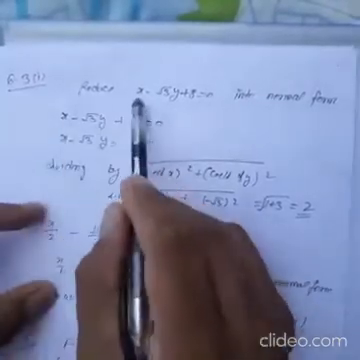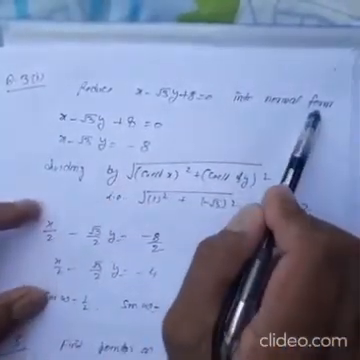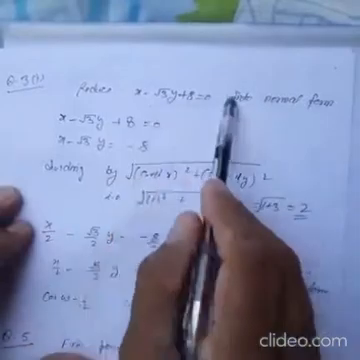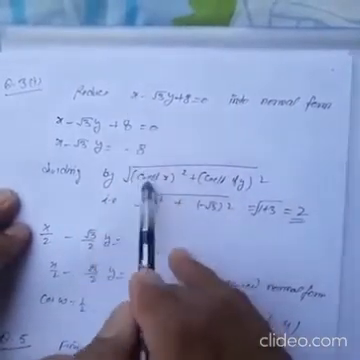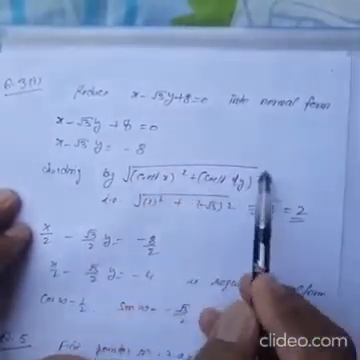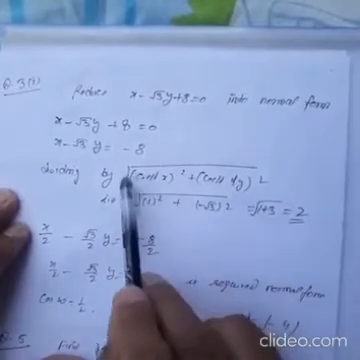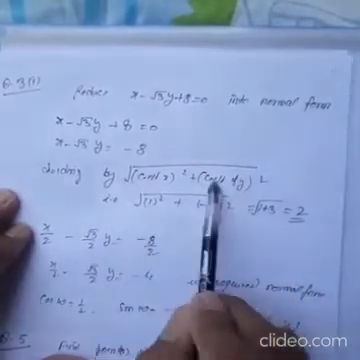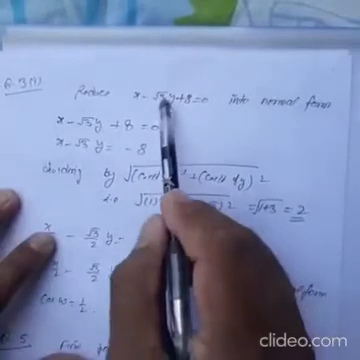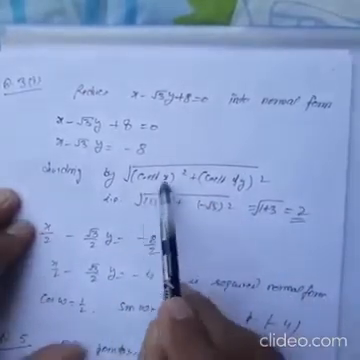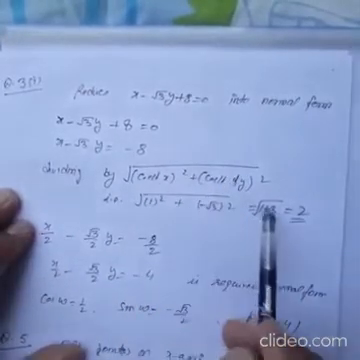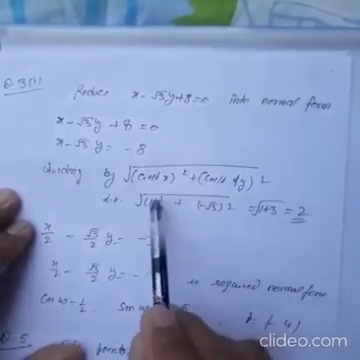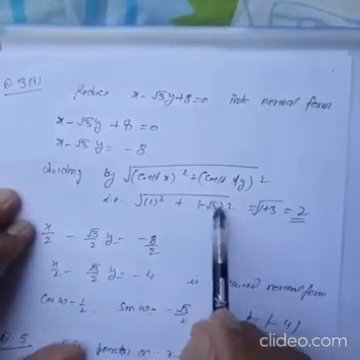Reduce this equation into normal form. To reduce to normal form, we will divide the whole equation by the square root of the coefficient of x squared plus the coefficient of y squared. The coefficient of x is 1, the coefficient of y is minus root 3, and putting the values in, it will be 2 under root of 1 plus minus root 3 squared.